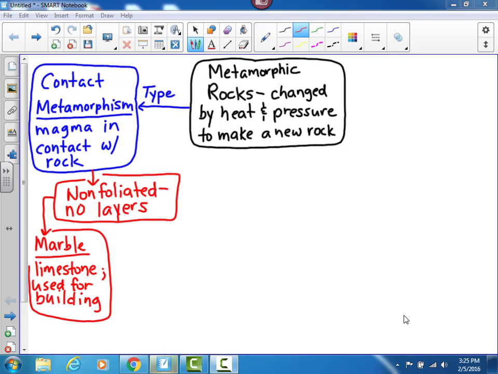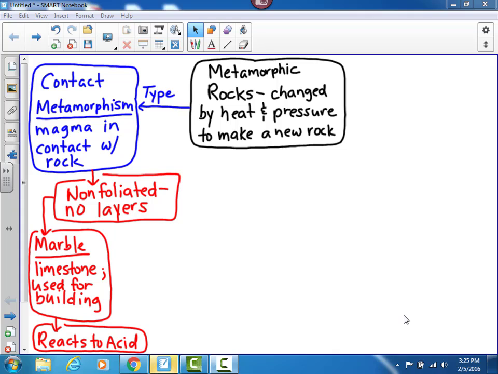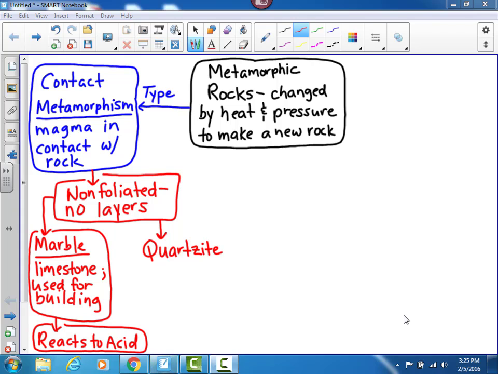It also used to be used as headstones or gravestones. It's not used so much anymore because it reacts to acid, and that makes it susceptible to chemical weathering. The next one that you'll see in your lab is called quartzite. Quartzite comes from quartz sandstone, and it comes in a variety of colors.